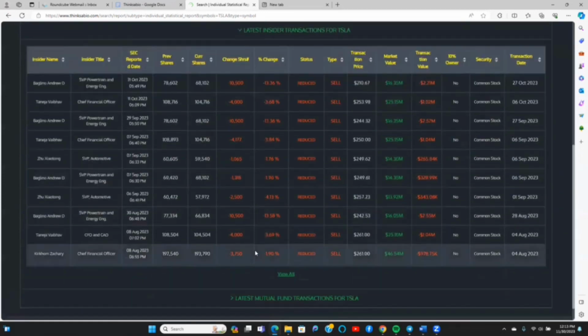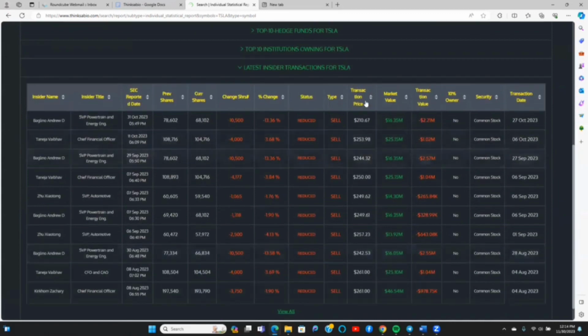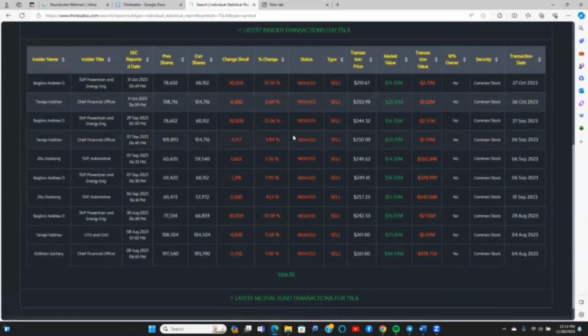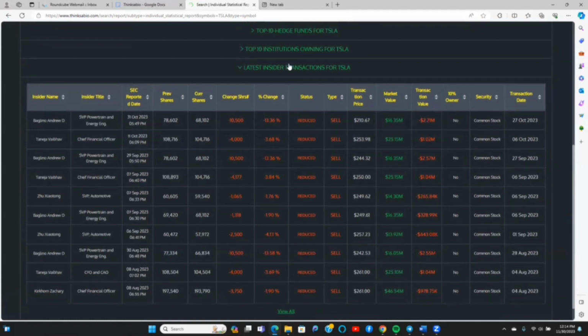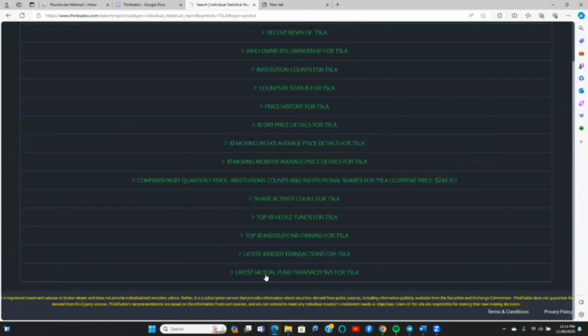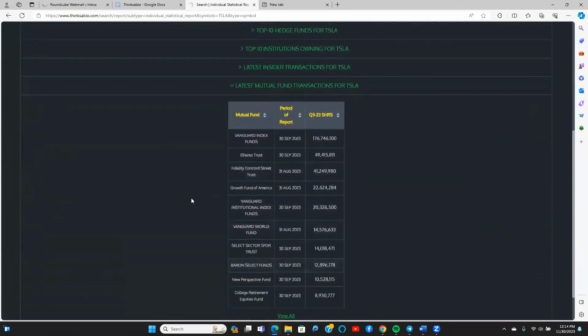And then latest insider transaction. This looks at who is buying and selling Tesla. You've got a lot of people selling in this particular instance, but this is good to look at which individual investors are buying and selling Tesla. And then we have the latest mutual fund transaction.